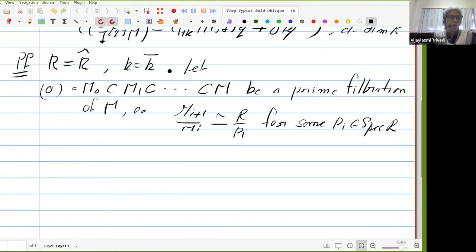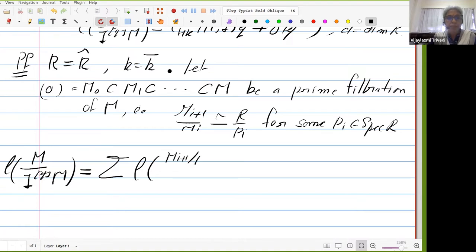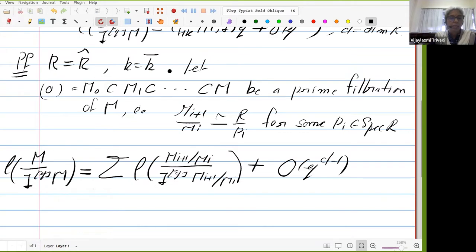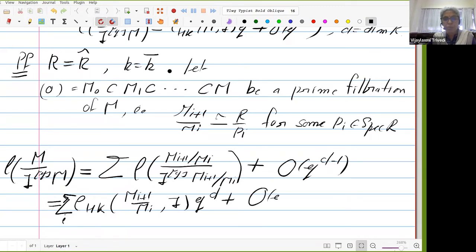Now we have already proved the additivity of the length function. So that implies that the length of M over I^[q] M should be equal to the summation of the length of M_{i+1}/M_i over I^[q] plus some element of order q^{d-1}. But M_{i+1}/M_i is just a complete local domain. So applying the previous result, it is equal to the summation over i of e_HK(M_{i+1}/M_i, I) q^d plus order q^{d-1}.